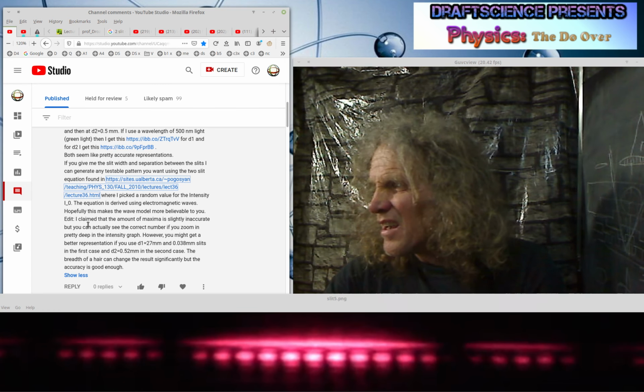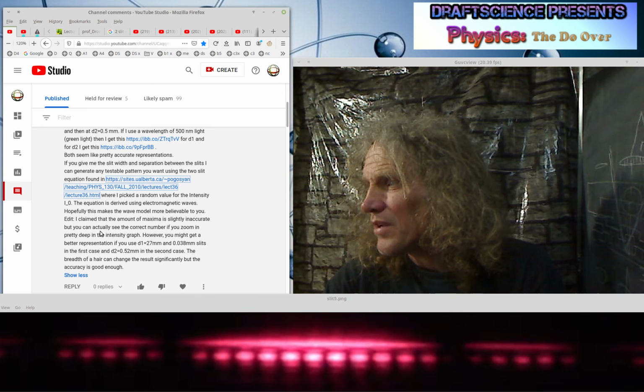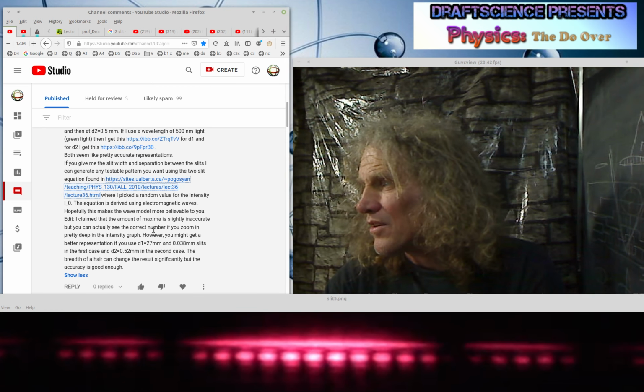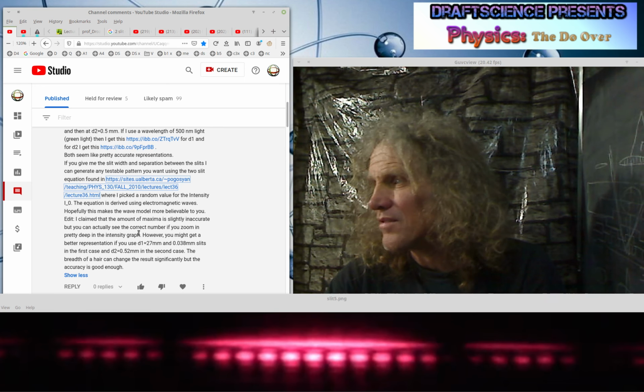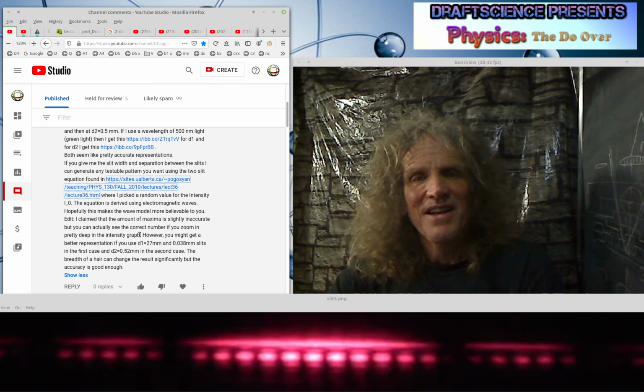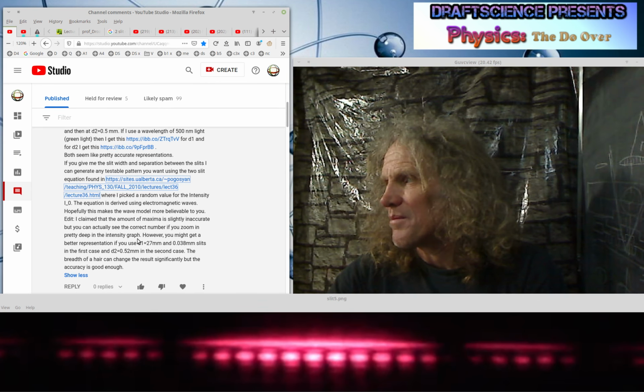Edit. I claim that the amount of maxima is slightly inaccurate, but you can actually see the correct number if you zoom in pretty deep into the intensity graph. Well, whatever. I'm saying they never measured that, so I'm saying it's horseshit anyway, but whatever.